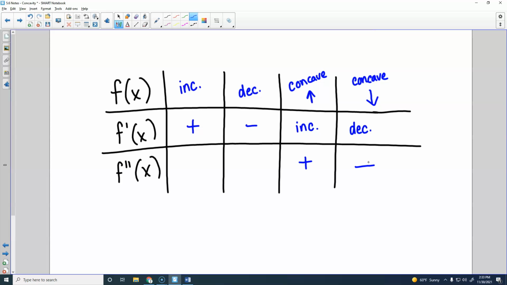So what we actually find ourselves doing most of the time to tell about concavity, especially if it's not a graph but an equation, is look at the second derivative. If my second derivative is positive, my function is going to be concave up. If my second derivative is negative, my function is going to be concave down.